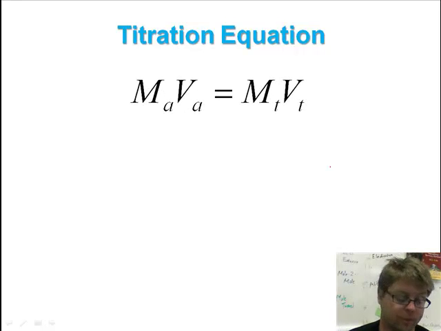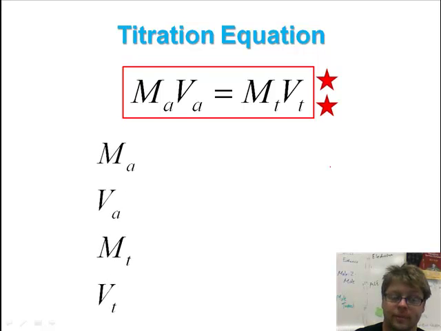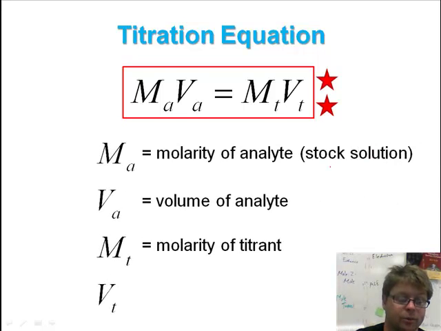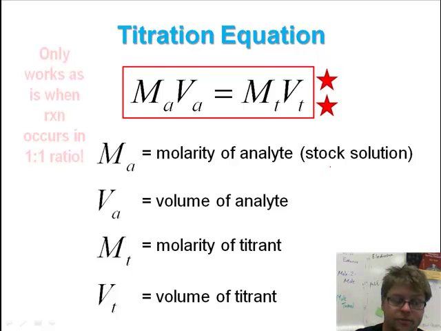Another way of going about it, although this only works for special situations, is you take the molarity of the analyte times the volume of the analyte equals the molarity of the titrant times the volume of the titrant. Or, depending on what you have, molarity of the acid times volume of the acid equals molarity of the base times volume of the base. It doesn't matter which is on which side, it's just a way of analyzing the information. This is a good equation: MA VA, the molarity and volume of the analyte, and the molarity and volume of the titrant.